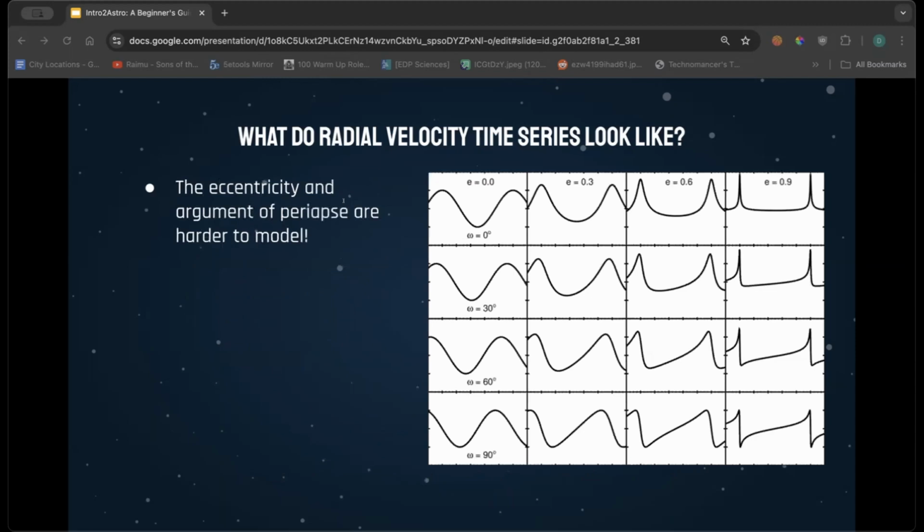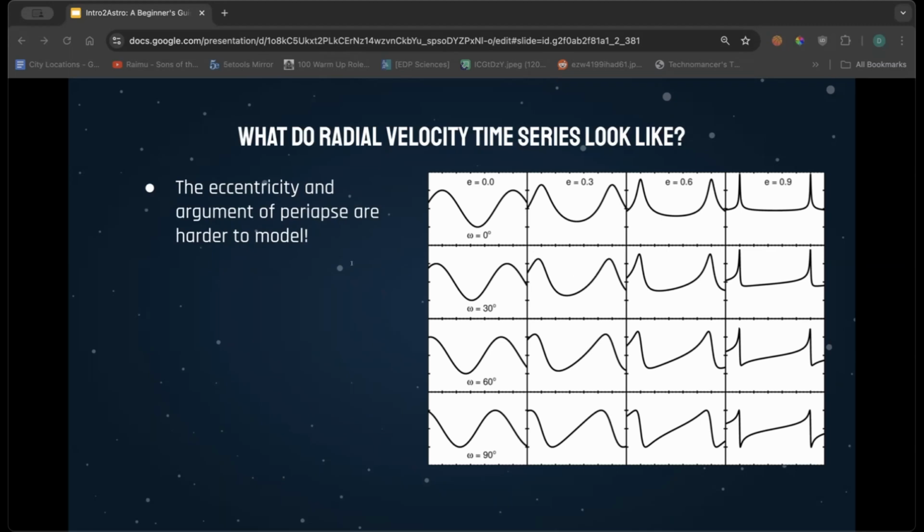The other 2 parameters, the eccentricity and the argument of periapse, are a little trickier to recognize. The eccentricity essentially describes how far away from circular the planet's orbit is, and a high eccentricity has the effect of making the radial velocity curve less sinusoidal and more spiky. So you can see what a sample radial velocity curve might look like for a whole bunch of different eccentricities and a whole bunch of different arguments of periapse. For a perfectly circular orbit, this looks sinusoidal. But for a really eccentric orbit, the RV curve looks really, really spiky. The argument of periapse, meanwhile, rotates the orbit in space, so it determines where along the orbit those spikes occur.